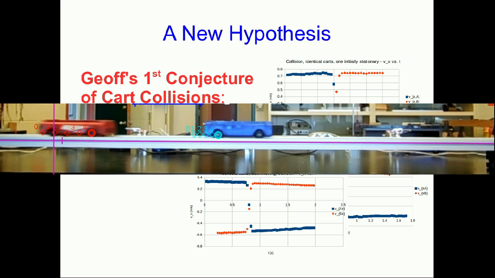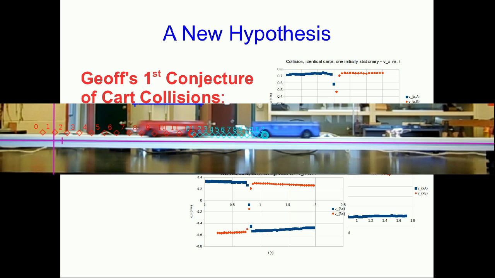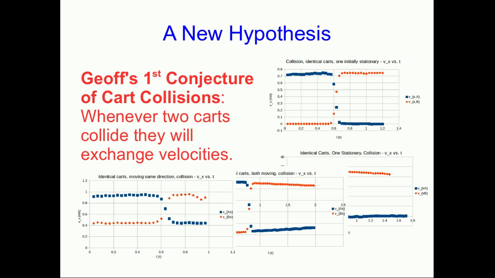Well, we can also look at what happens when the carts are moving in the same direction. Here's our Vx versus t for that, and that's looking pretty good. Again, it looks like the carts have just exchanged velocities. So far, this conjecture is holding up. But we've only been varying velocities. Is there something else we could vary?